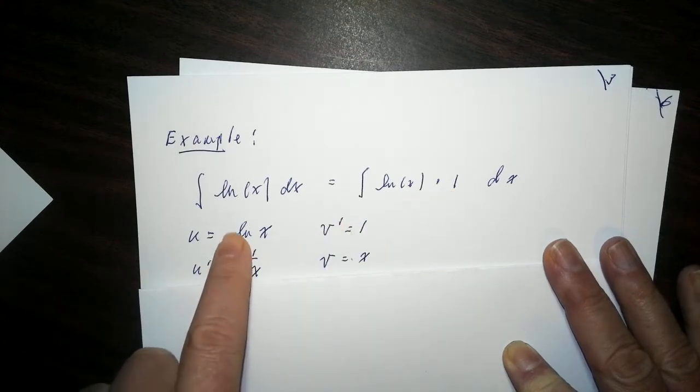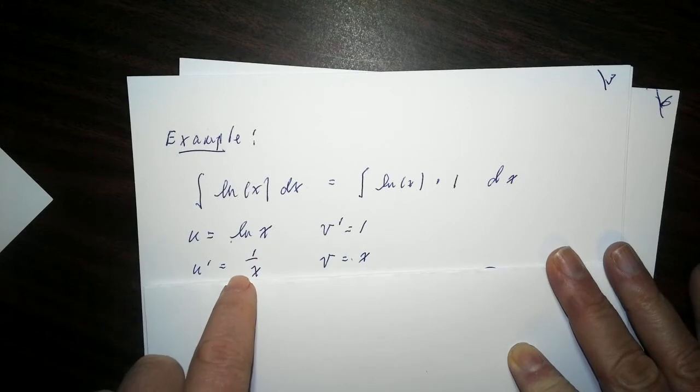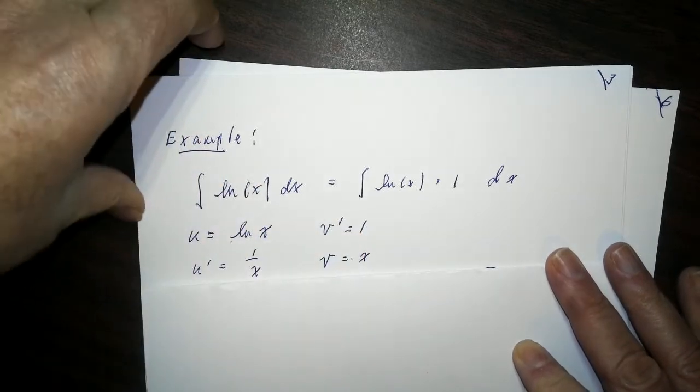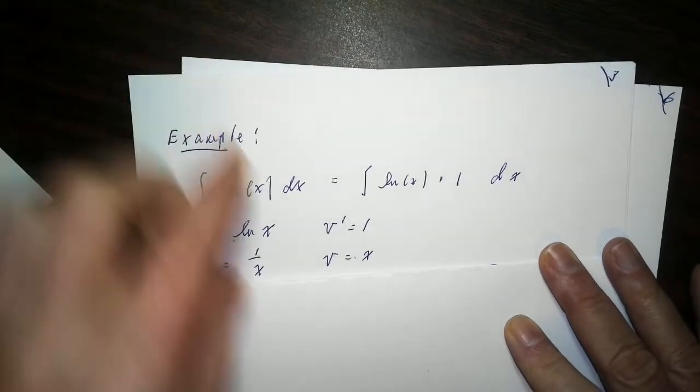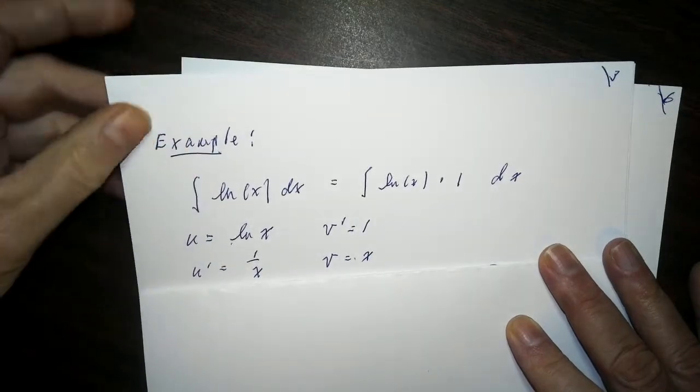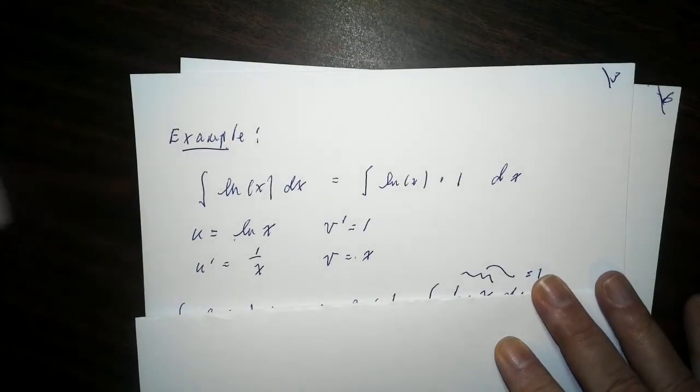So u would be the natural log of x, whose derivative is 1 over x. v prime would be 1, whose antiderivative is just x. And I should point out that we don't need to worry about the constants here. The constants will all come out in the very end.